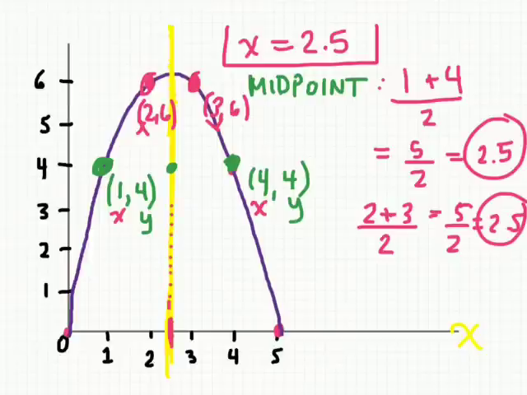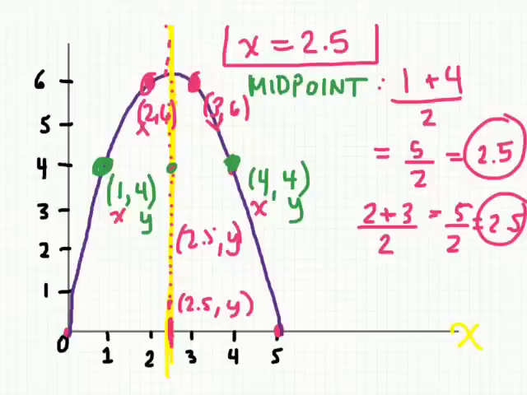Anywhere on this parabola, the line of symmetry passes through any single point will be 2.5 something, right? Anywhere, 2.5 something, 2.5 something. The axis of symmetry is 2.5. That's halfway between any single point on this parabola.